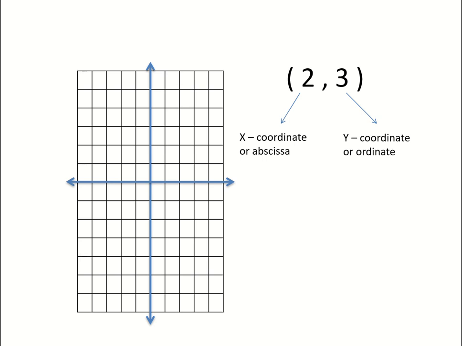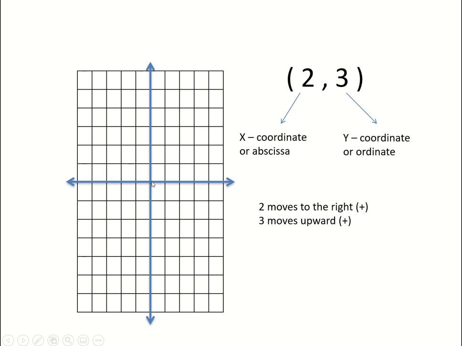Saan kayang quadrant nakalocate itong 2, 3? At paano natin ipa-plot ito sa graph? So, paano daw ipa-plot ang coordinate na ito sa graph? So, kailangan lamang daw magbigay lang natin ng dalawang steps o 2 moves to the right. Kasi 2 daw yung sinasabi sa x-axis.